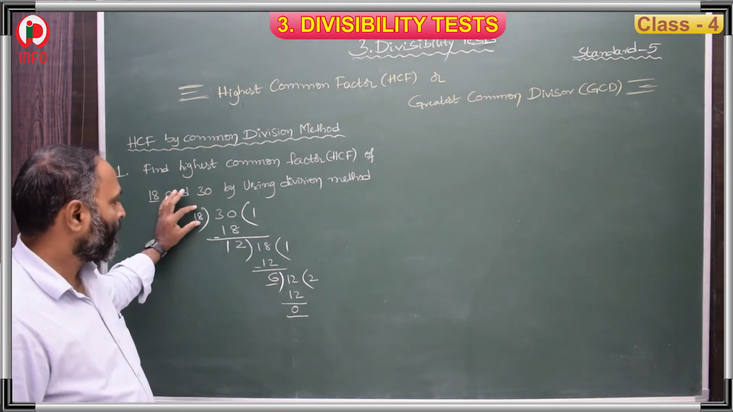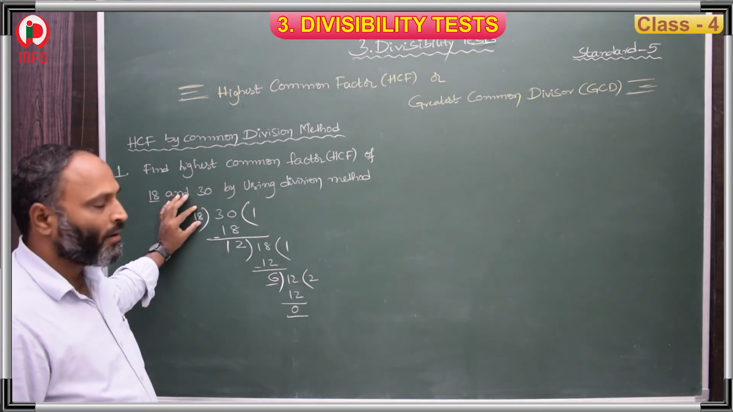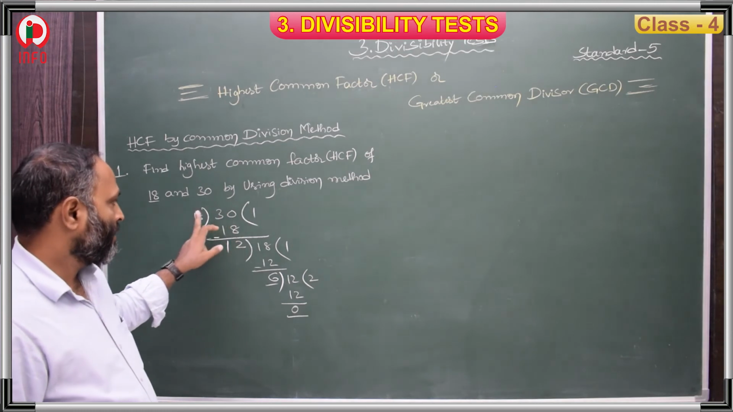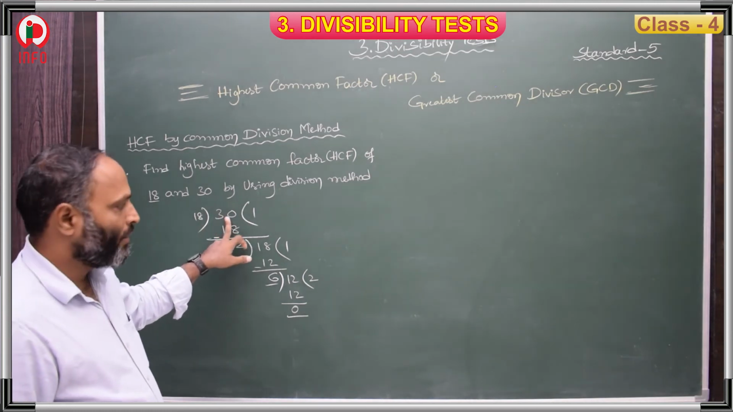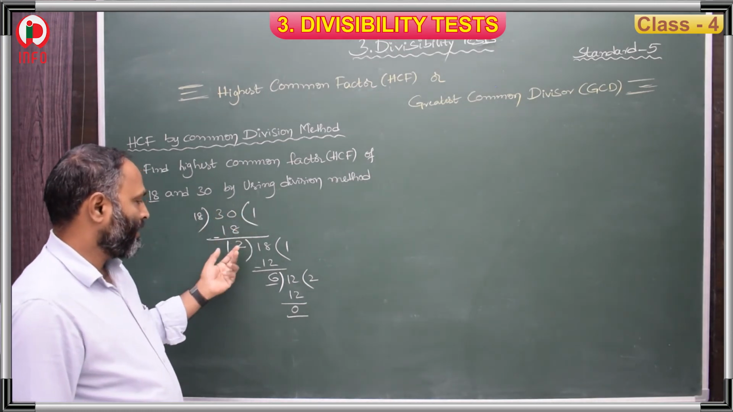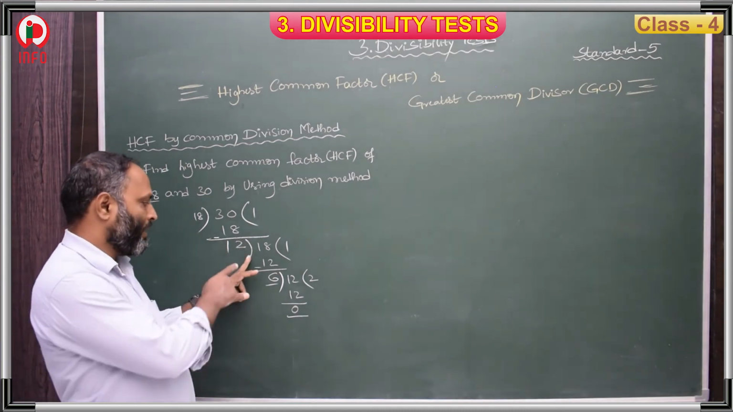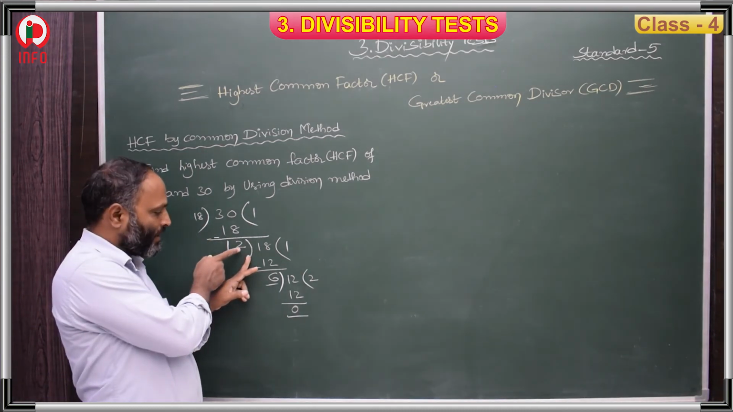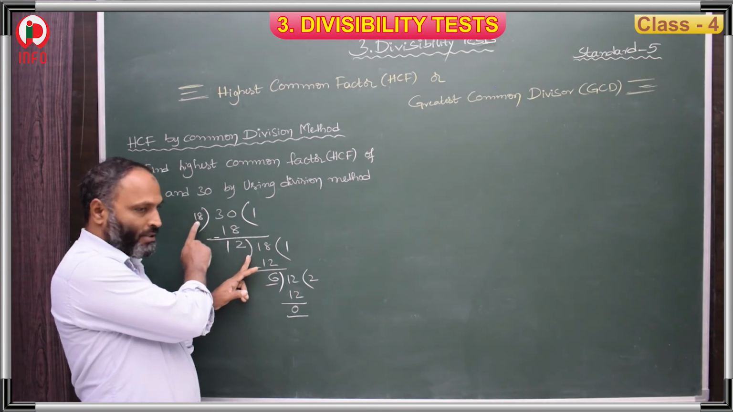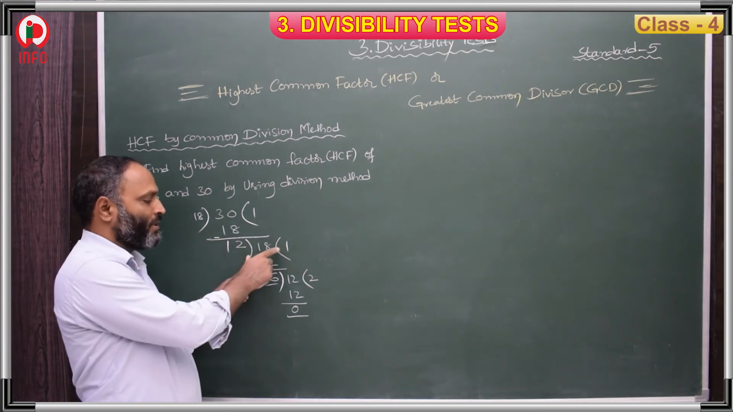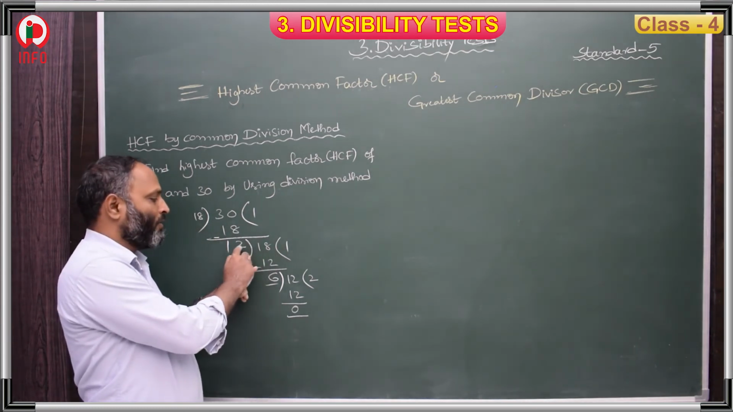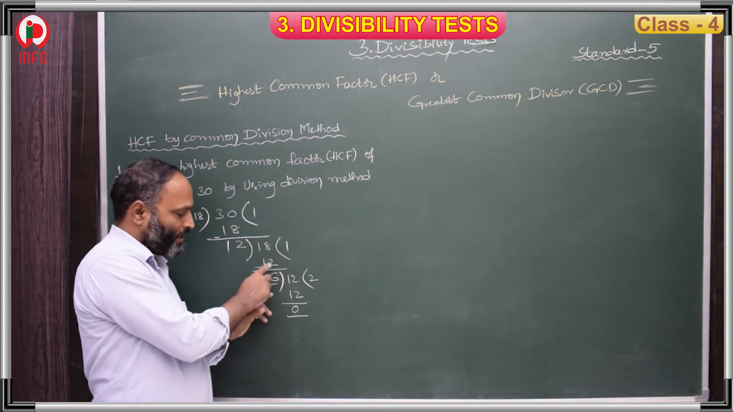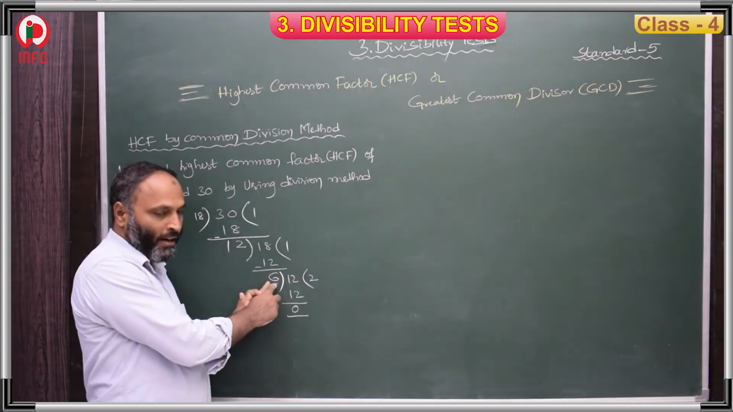Once again here, the smaller number is 18 and the bigger number is 30. The smaller number divides the bigger number, and 18 ones are 18. This is the remainder. This remainder again divides the first divisor. 12 ones are 12. Again make it minus 6. This is the second remainder.